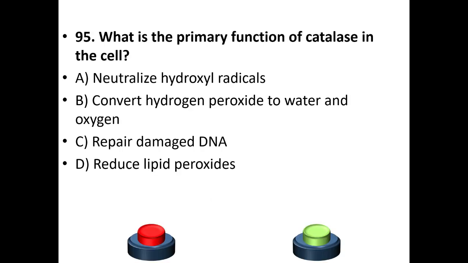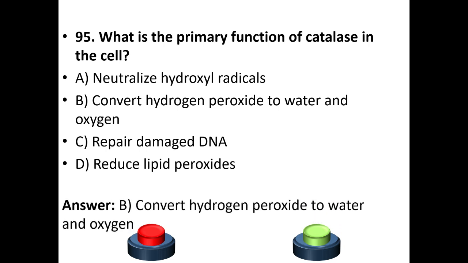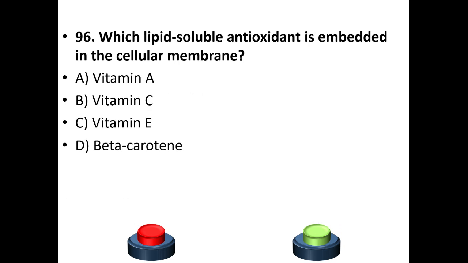95. What is the primary function of catalase in the cell? Neutralize hydroxyl radicals, convert hydrogen peroxide to water and oxygen, repair damaged DNA, reduce lipid peroxides. Which is the answer? Here answer is B. Convert hydrogen peroxide to water and oxygen.